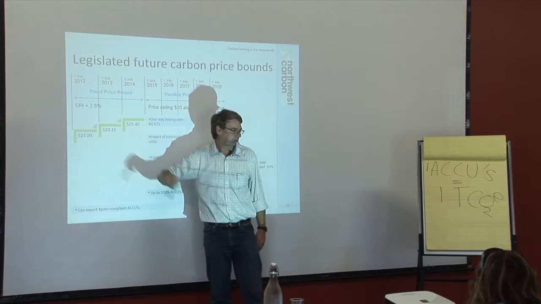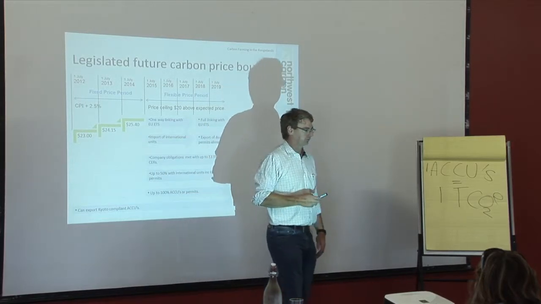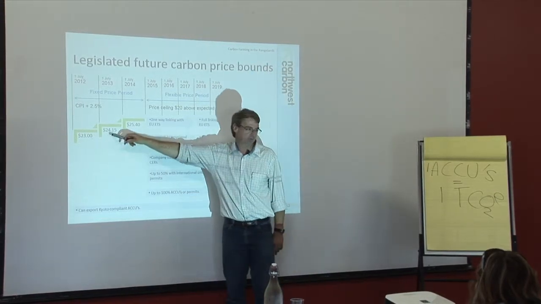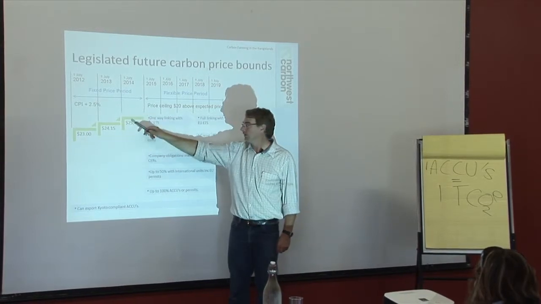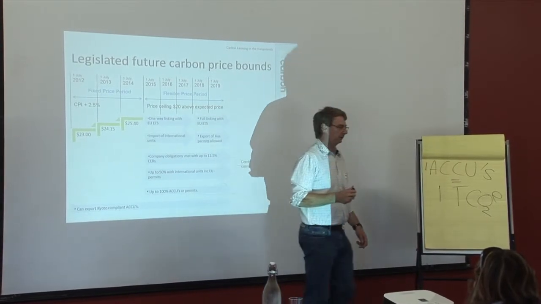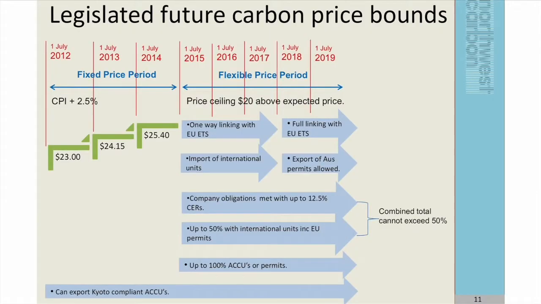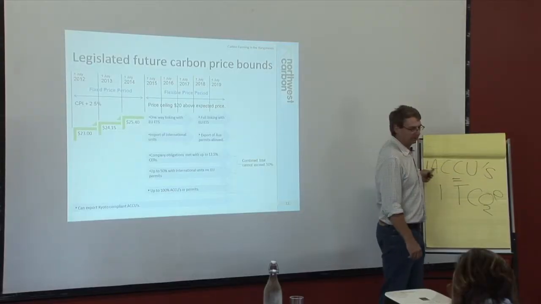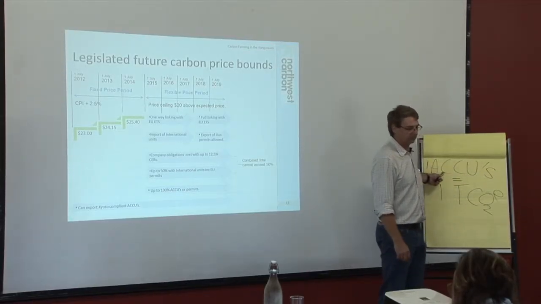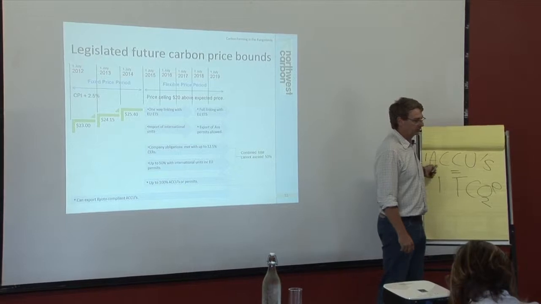So a permit is $23 in this first financial year, and we know it's going to be $24.15 next financial year and $25.40 the financial year after that. So these companies that are emitting need to go and buy a permit. Now in the first 3 years, they can actually use Australian carbon credit units to offset their emissions, but only up to 5%. Now there's a couple of reasons for that.